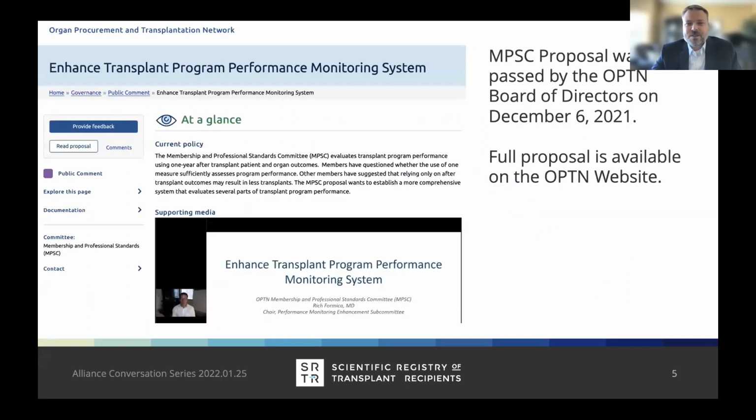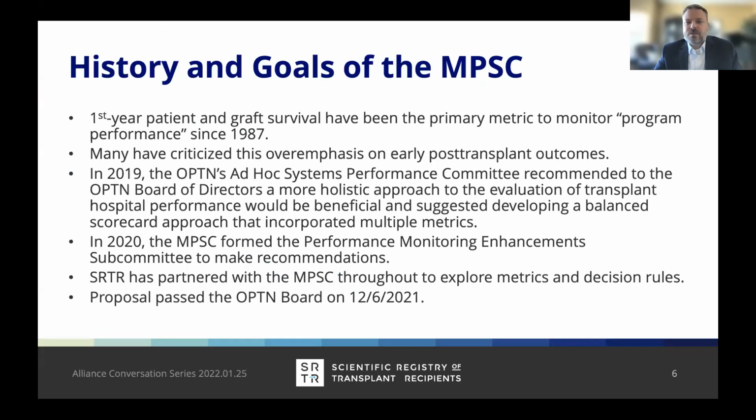So let's jump in. We're specifically talking today about the Membership and Professional Standards Committee within the OPTN-UNOS framework. They did pass a new policy at the December 6th, 2021 Board of Directors meeting to enhance the transplant program performance monitoring system. That was actually the name of their proposal. I have a screenshot of their website here where you can find more information about the proposal specifically. There are a number of educational webinars there. So for some of the stuff you'll see today, some of that harkens back to some of those webinars as well. But I just want to give you a bit of the history here.